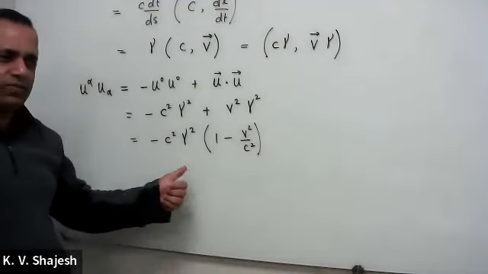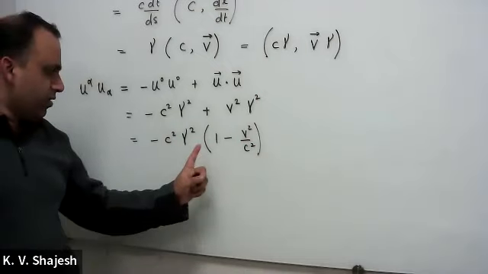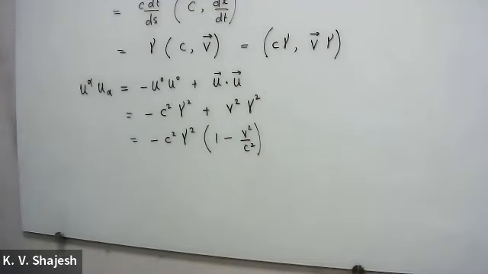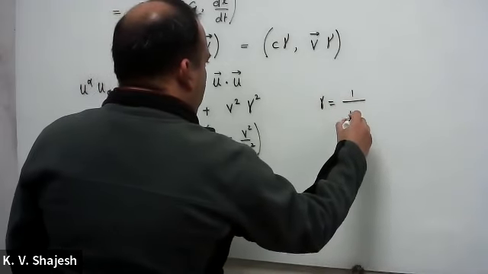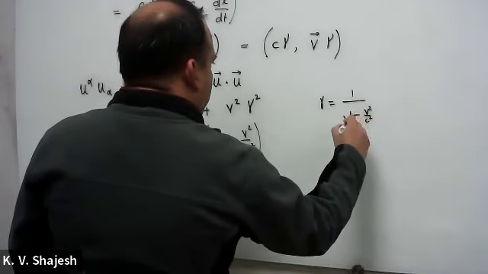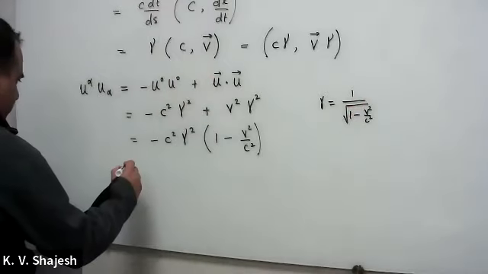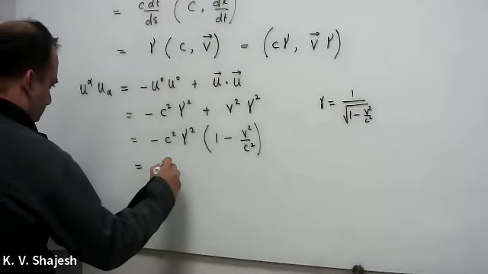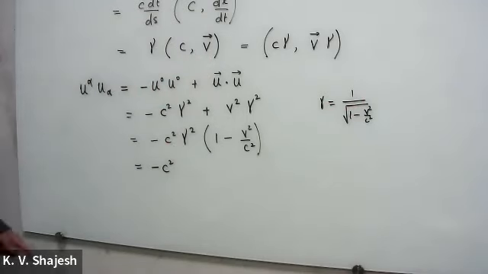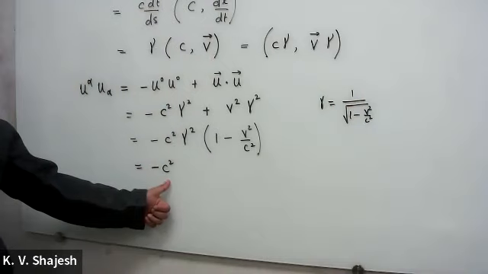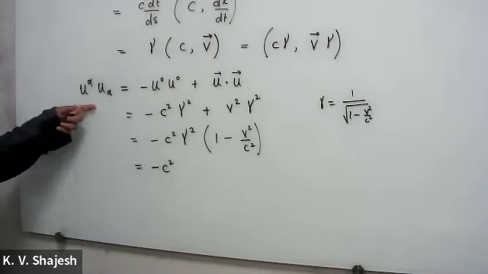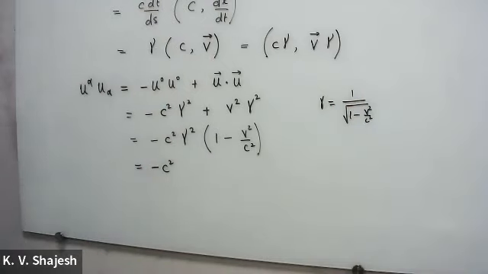What is this equal to? What is gamma squared times 1 minus v squared over c squared? It is 1, correct? Because gamma is equal to 1 over 1 minus v squared over c squared. So that's equal to minus c squared. Indeed, that's not a surprise at all. This is invariant, right? The speed of light is invariant under Lorentz transformation. So this quantity is correct.